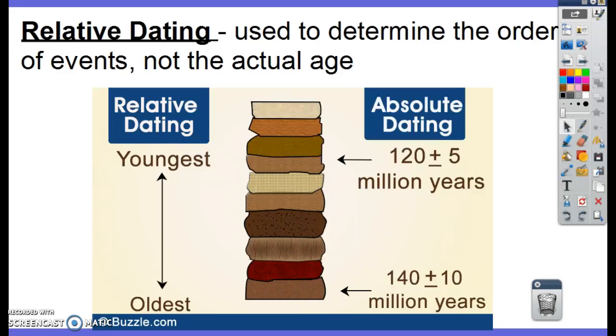All right, so the title for your notes should be relative dating. If you want to keep going where you left off, this is all the same unit. We've been talking about the history of life on Earth, so you can just keep going in your notebook. Okay, so the title is relative dating.